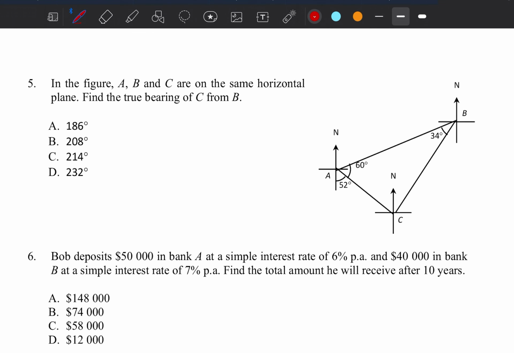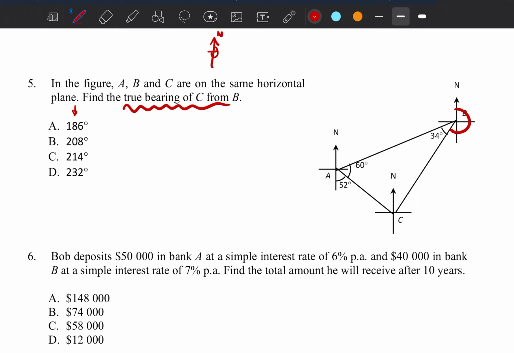Okay, then we come to question 5. Question 5 is the bearing question. One of the questions you're weak at, because by looking at the chapter test, quite a lot of you didn't do well in this one. And they're asking you to find the true bearing of C from B. So true bearing, always 3 digits, and then it starts from your north, all the way to whatever you got. So the bearing of C from B, meaning that they're looking for this here.